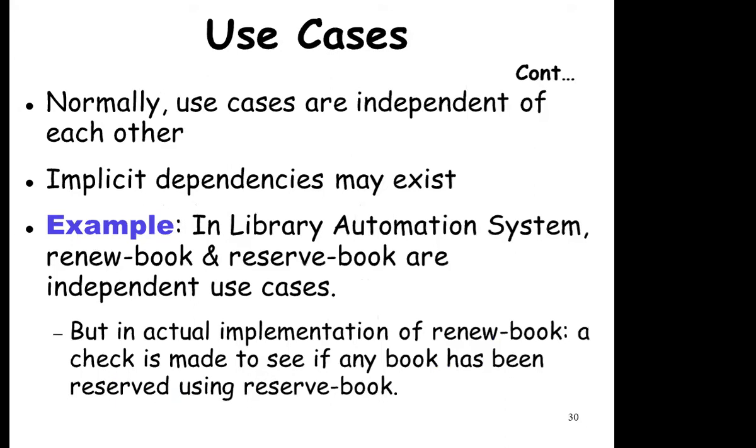Normally use cases are independent of each other, and implicit dependency means internal dependency may exist. For example, there is a library automation system. One is the renew book use case, another is the reserve book use case. But when any person comes for renewing a book, we have to implicitly see whether the requested book is already reserved or not. Though these two are different use cases, renew book and reserve book, if somebody comes to renew the book, we have to see if it is already reserved or not. Next.